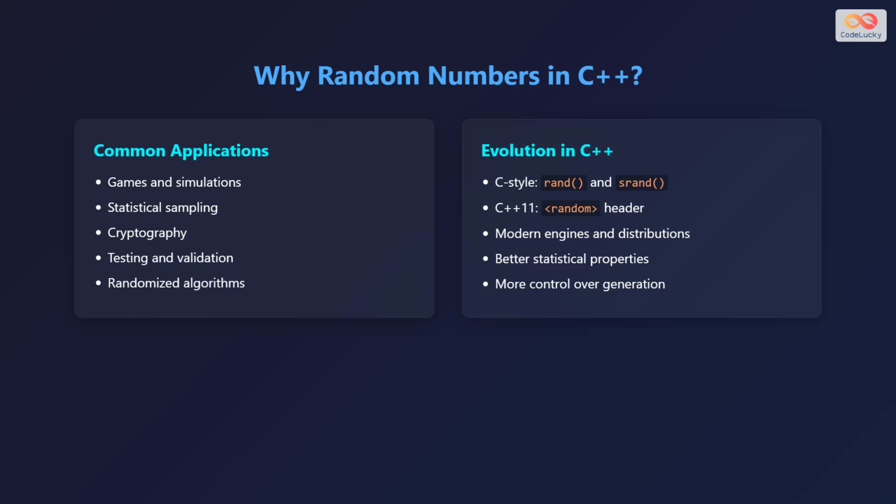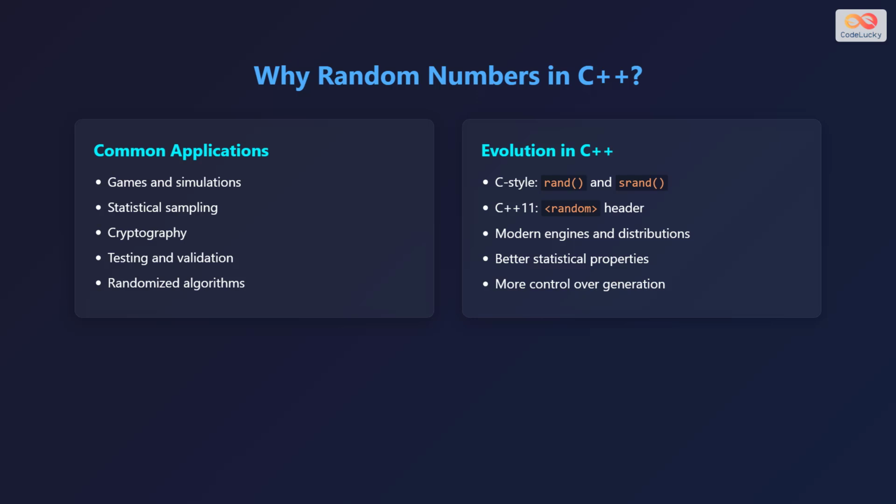Random numbers are essential for a wide array of applications. They are commonly used in games and simulations to create unpredictable events and scenarios. In statistical sampling, random numbers help ensure unbiased data selection. Cryptography relies heavily on random numbers for generating secure keys and encrypting data. Moreover, they play a vital role in testing and validation processes and are indispensable in randomized algorithms.